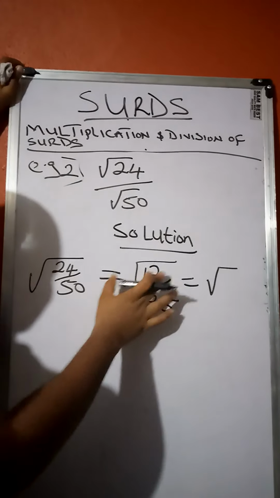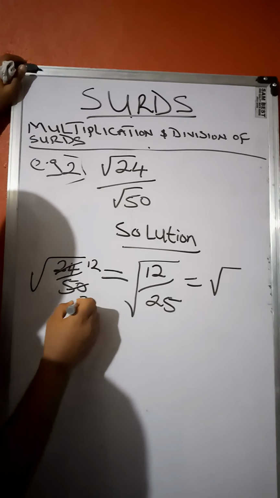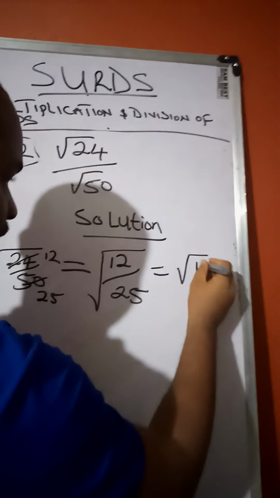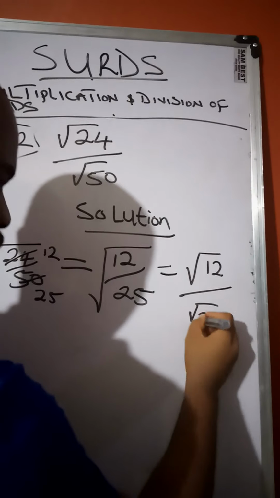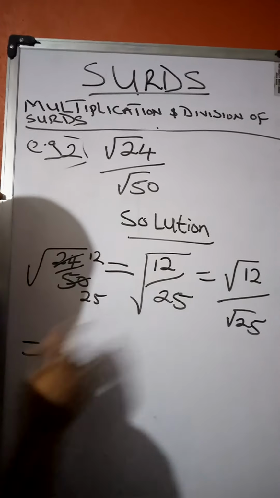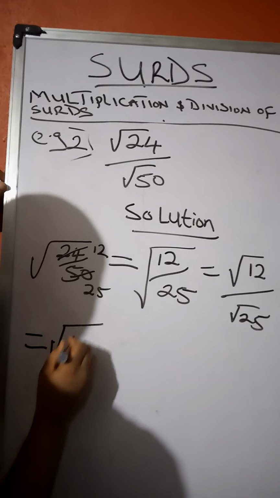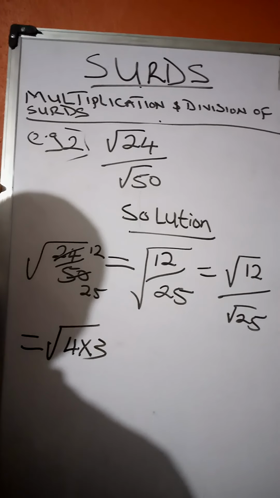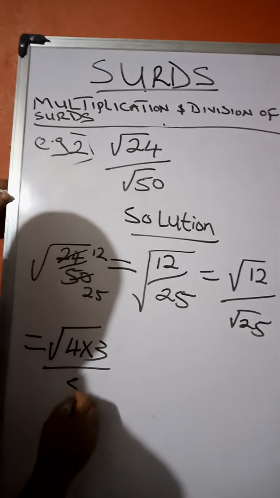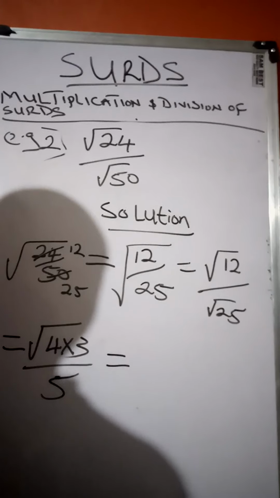I'm sure you understood what I did here. I divide this by 2 to get 12. I divide this by 2 to get 25. That's how I arrived at 12 over 25. So I can write this as root 12 over root 25. Let's go further. My root 12, I can have a perfect square in root 12. Root 12 can be written as 4 times 3, all over the square root of 25 is an integer. The square root of 25 is 5.